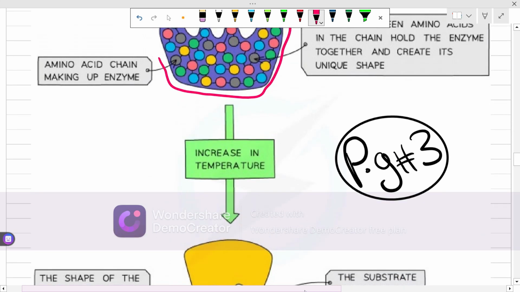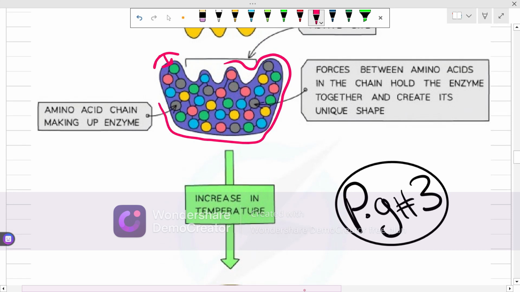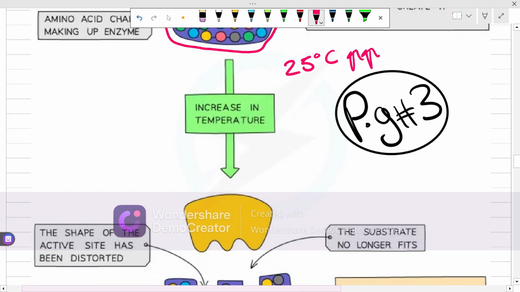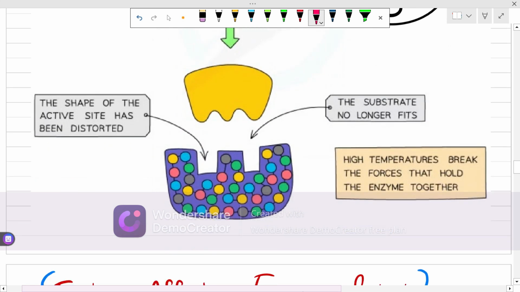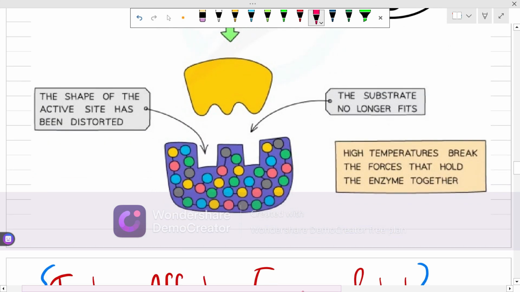Now, let's say the optimum temperature for this enzyme is 25 degrees Celsius. So heating it above 25 degrees Celsius will cause denaturation. As we're increasing the temperature beyond optimum, the bonds or forces holding the enzyme together will be disrupted and the enzyme will lose the shape of its active site, not be complementary to its substrate, and will no longer fit the substrate and no longer catalyze it.